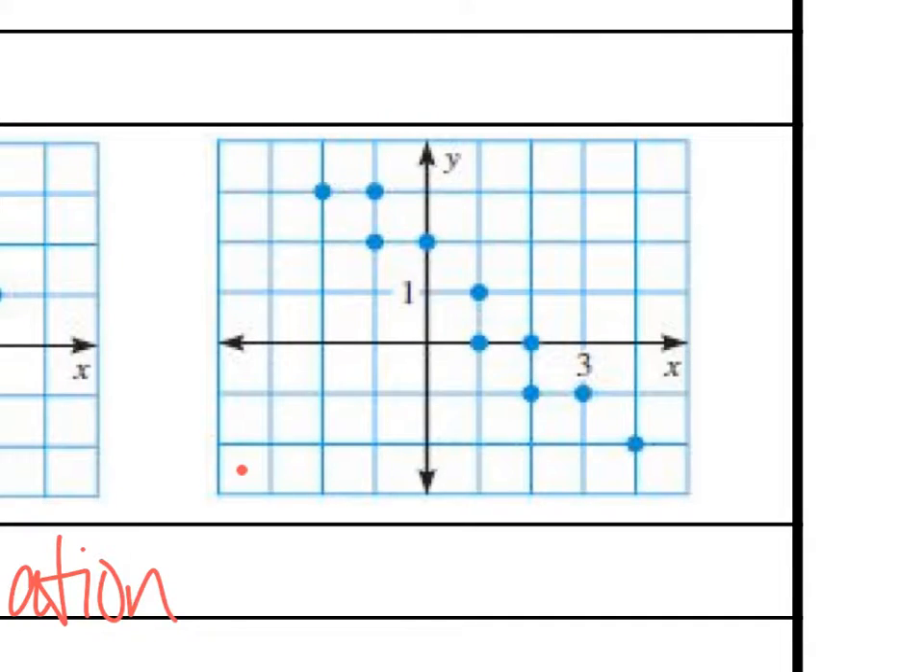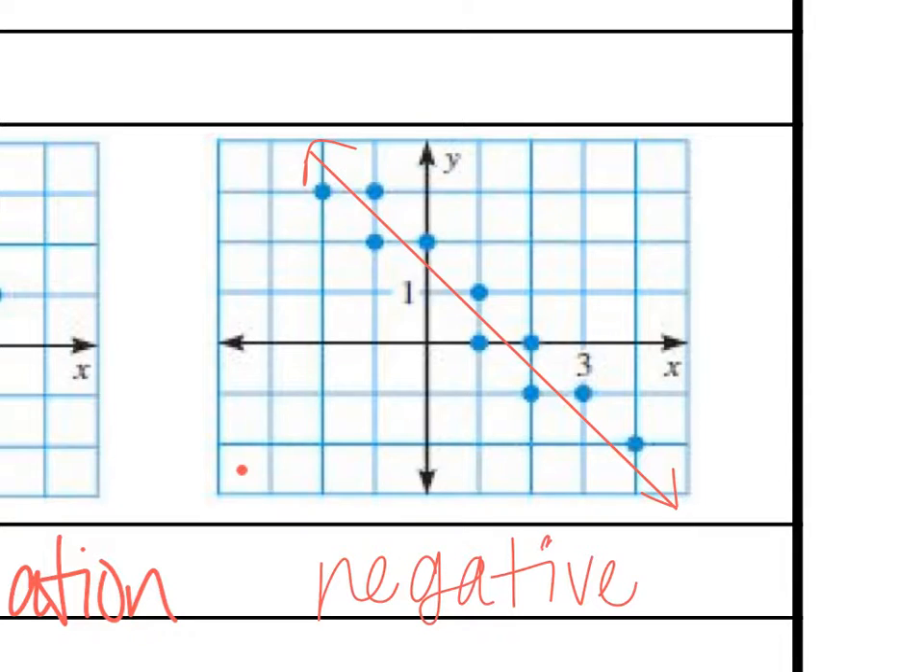Edge, and I need a straight line through the points. Notice how my line does not touch any of the data points. It's okay. You need the line to go through the points to represent, in general, how the points are moving. That this is a negative correlation because it's going down from left to right.